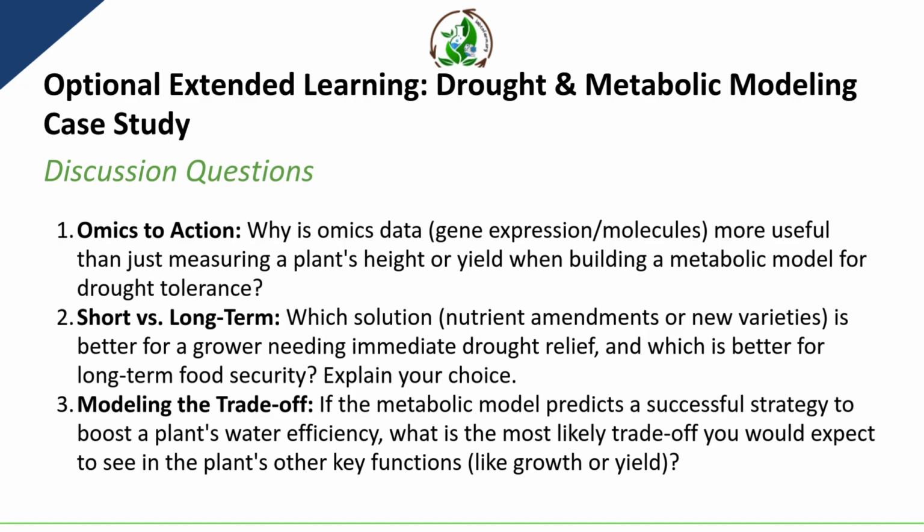Explain your choice. Modeling the trade-off. If the metabolic model predicts a successful strategy to boost a plant's water efficiency, what is the most likely trade-off you would expect to see in the plant's other key functions, like growth or yield? Let's pause here briefly to reflect and discuss.